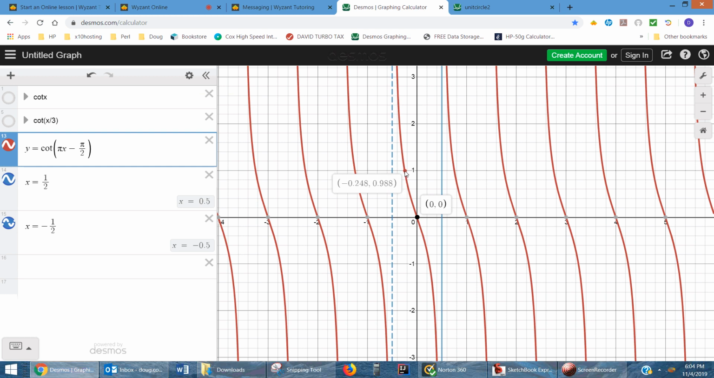Not so easy to find out when it equals 1. But you could figure it out if you had to. Remember how we did that yesterday? Let y equal 1. So x minus pi over 2 would equal the inverse cotangent of 1, which is pi over 4. You add pi over 2 to both sides, and then divide by pi, and you'd have what x is.